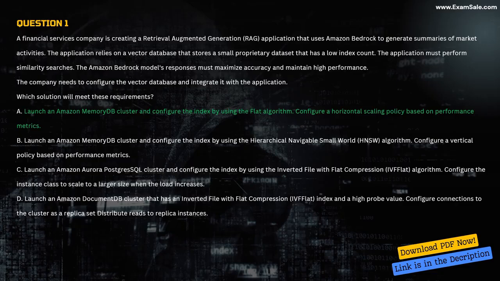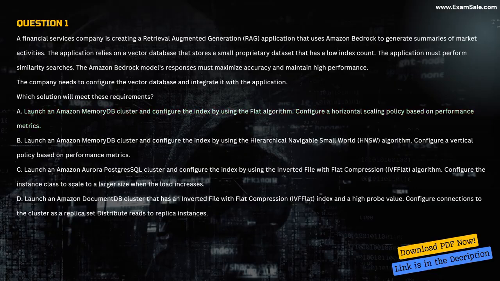C. Launch an Amazon Aurora PostgreSQL cluster and configure the index by using the inverted file with flat compression (IVF flat) algorithm. Configure the instance class to scale to a larger size when the load increases. D. Launch an Amazon DocumentDB cluster that has an inverted file with flat compression (IVF flat) index and a high probe value. Configure connections to the cluster as a replica set to distribute reads to replica instances.